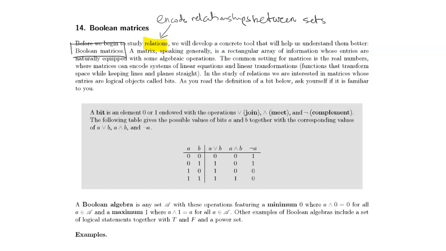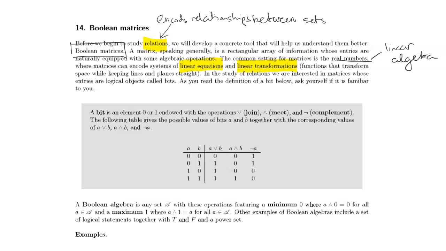Now, in general, a matrix is a rectangular array of information whose entries are things we can do some algebra with. Typically, if you've seen matrices before, you've seen them over the set of real numbers, and you'll also encounter that in your linear algebra class if you go on to take that. Real number matrices encode systems of linear equations and linear transformations, which are special types of functions in space. They keep lines, lines, and planes, planes.